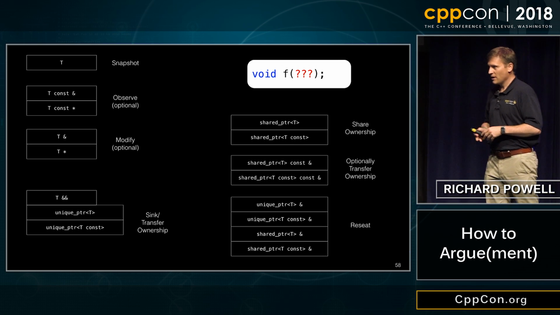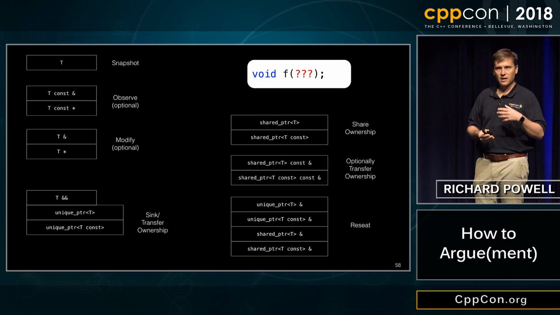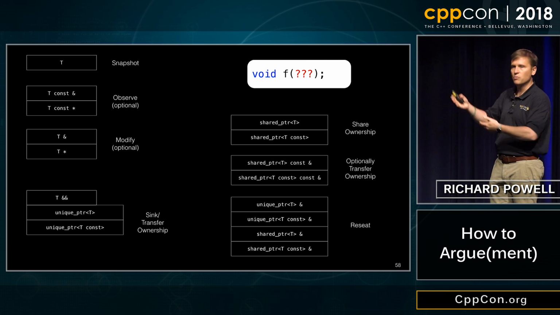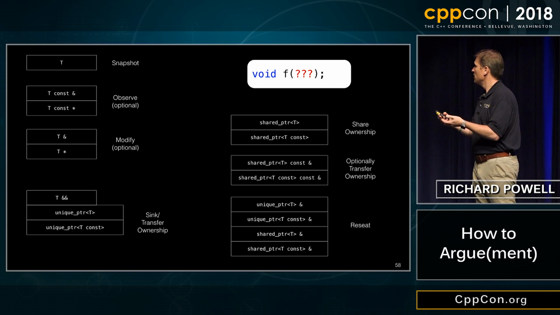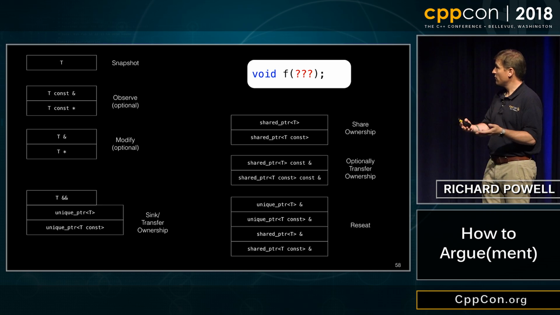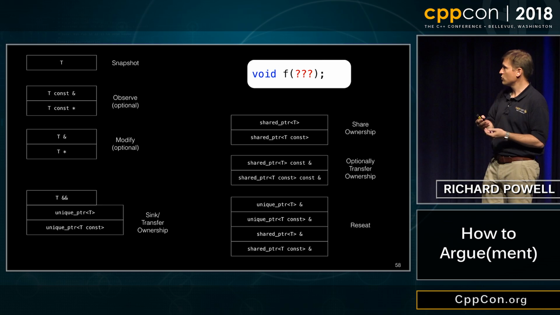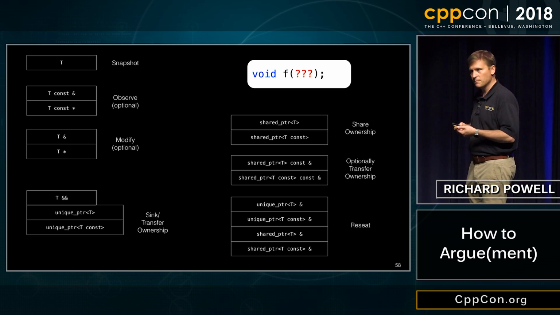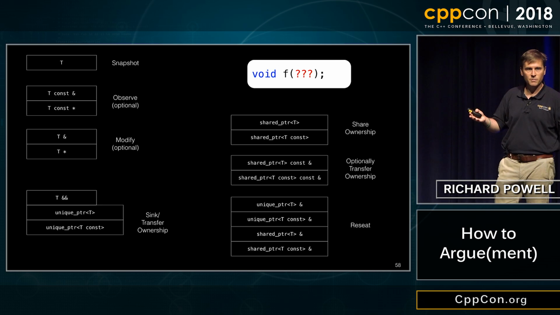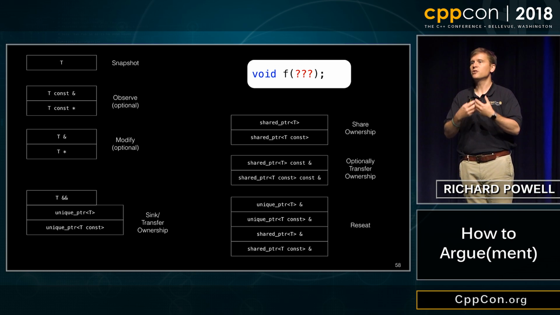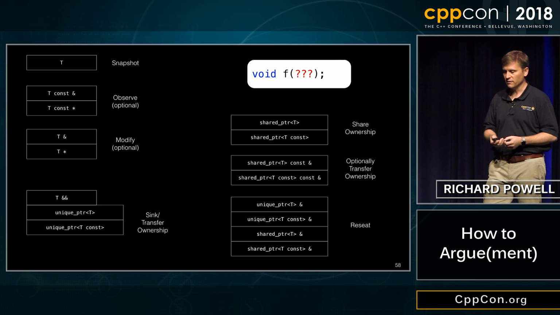So I've actually gone through and labeled them in a way that I think, from what we talked about, makes sense. We've got our pass by value, which is a snapshot or copy. You have your observer types. You have your modified types, both the optional version and non-optional. You have your values where you're sinking or transferring the ownership. You have the argument types where you're sharing in the ownership, the argument types where I might be sharing the ownership, and the types where you're saying I'm going to reseat where this object lives.